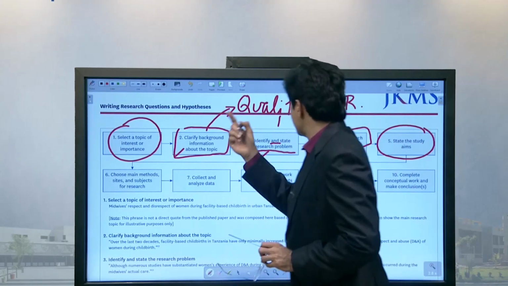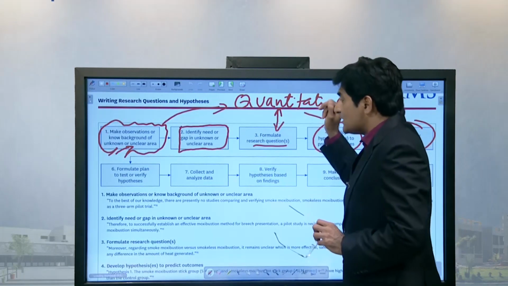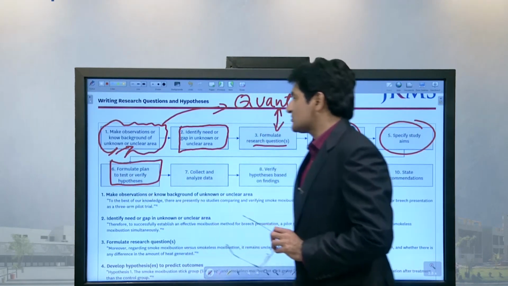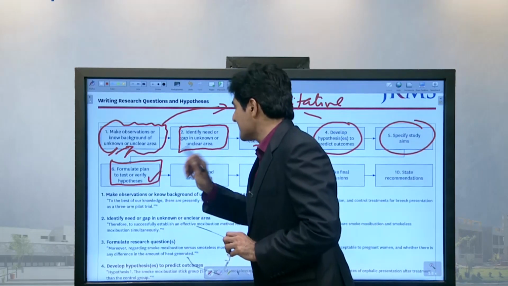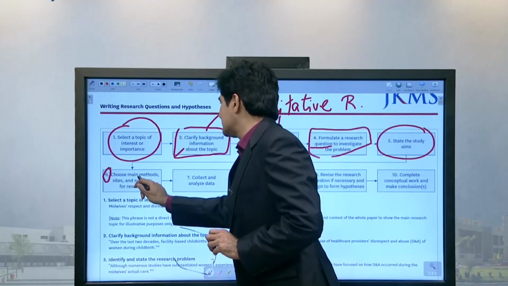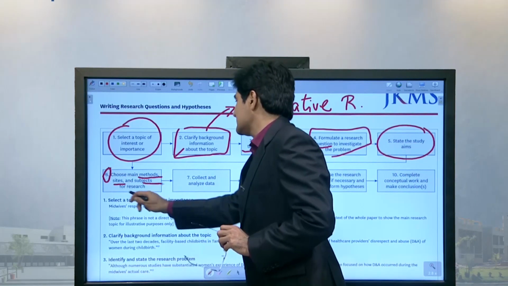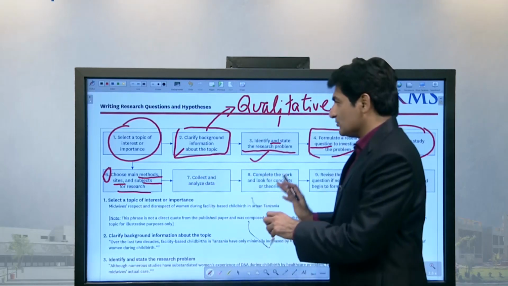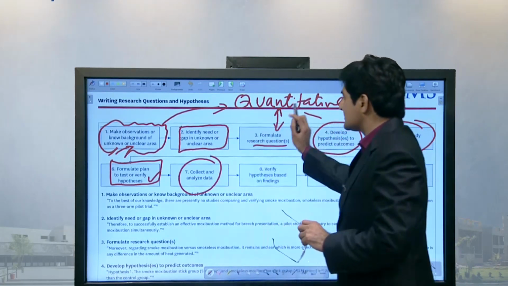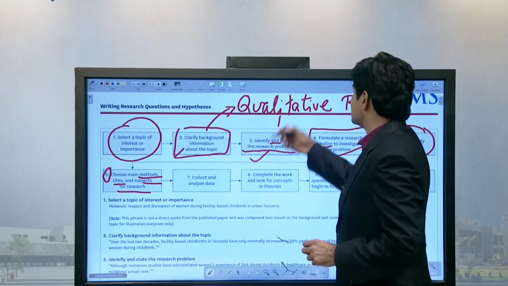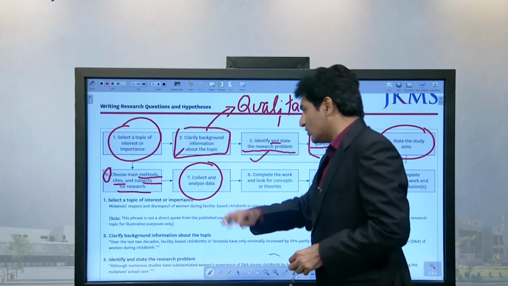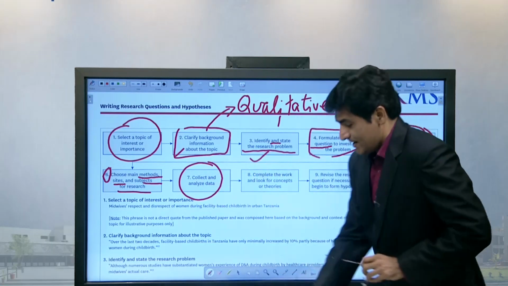If I see in the quantitative one, formulate the plan to test or verify hypothesis, whereas in qualitative research, choose methods, sites, subjects for research. See how things are changing here. Point number 7, collect and analyze data, quantitative analysis, or even if it is qualitative analysis, it is similar. Collect and analyze data in both aspects, it is quite similar here.